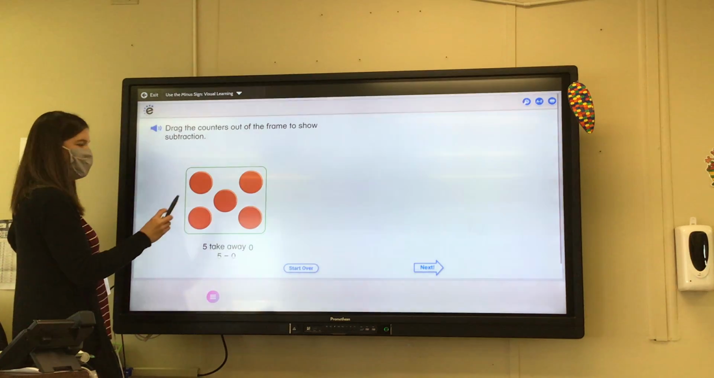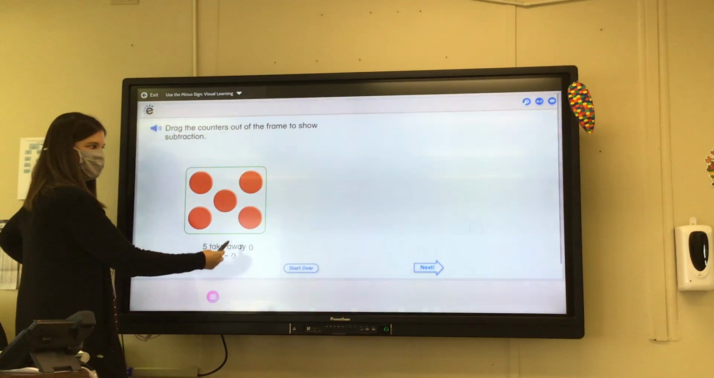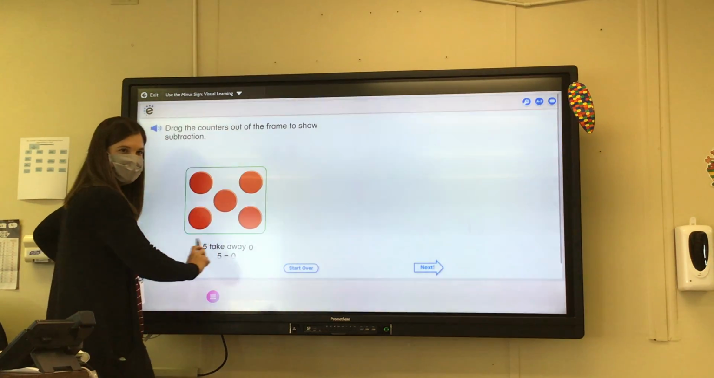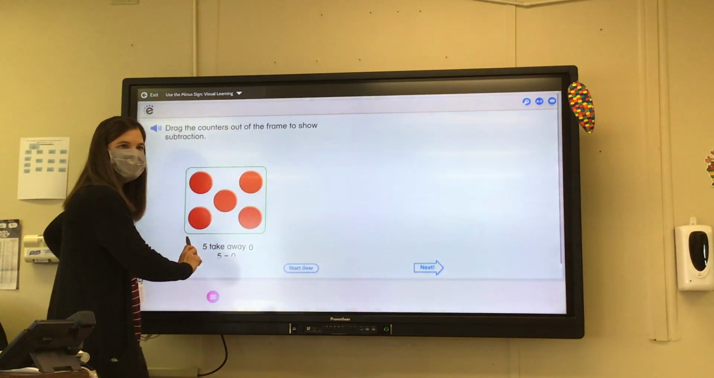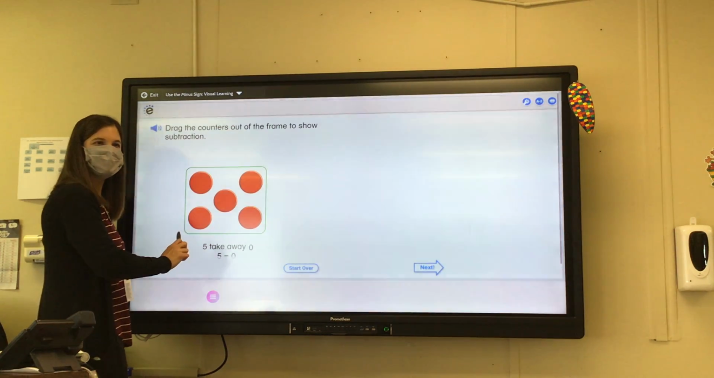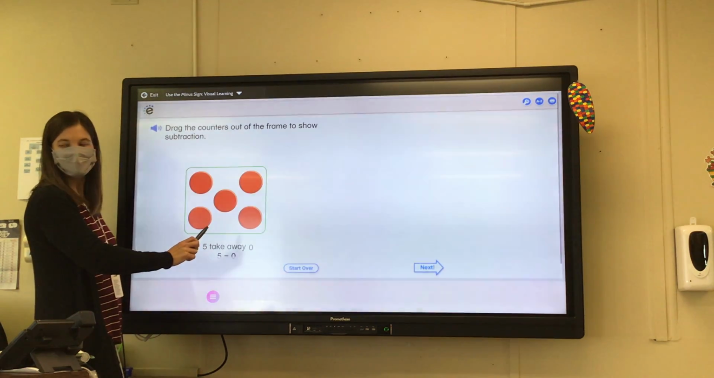Okay, so 5 take away 0 or 5 minus 0. Those are two ways we were working on this. Friends, we should all be looking up here. We're playing with our pencils and our erasers and things. Thank you to my friends who are being very good listeners.